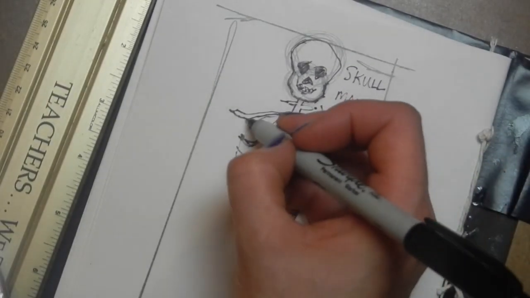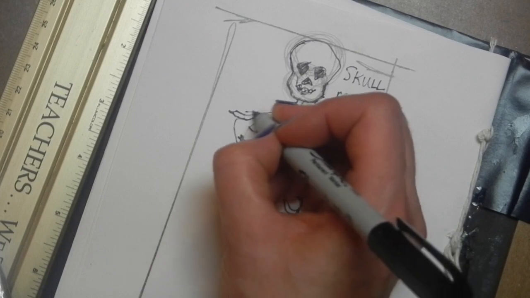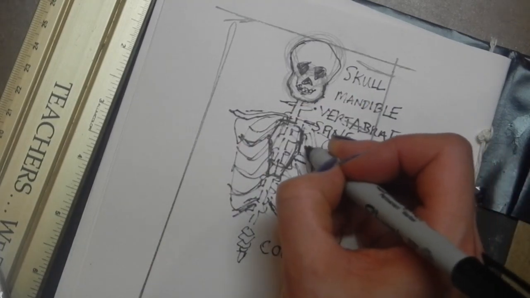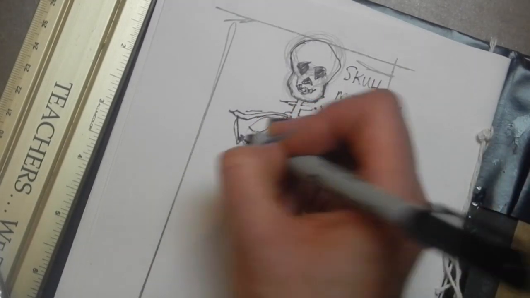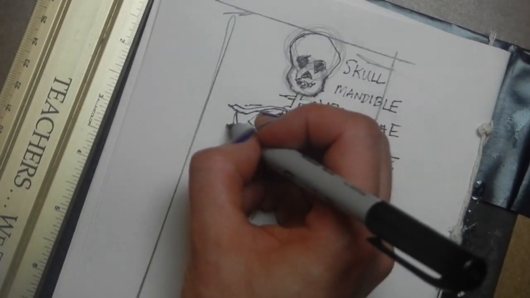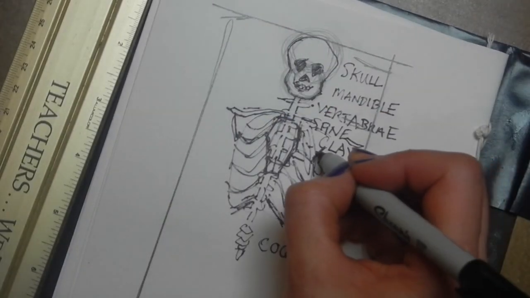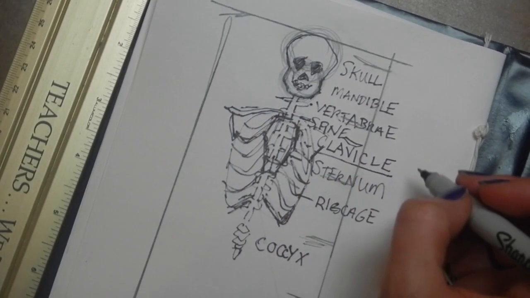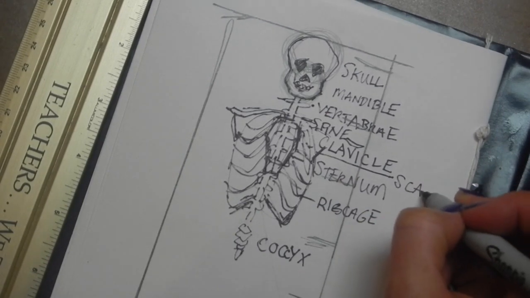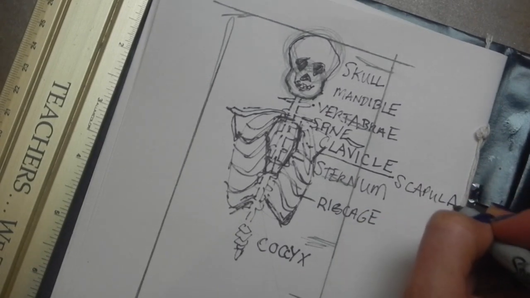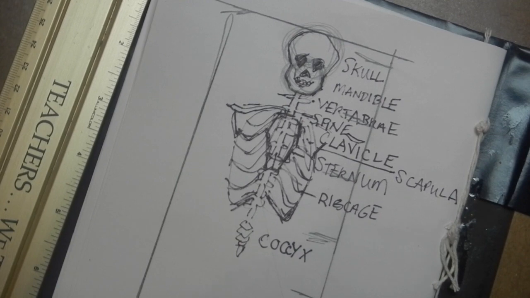Okay. In the back here, you can't really see it, but it's like a triangle shape. And that is the scapula. Can make a little thing right here. I did the triangle shape. This is also commonly referred to as your shoulder blade, and it's another bone that shows.